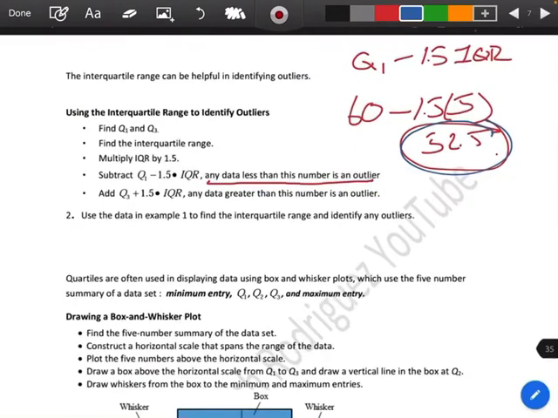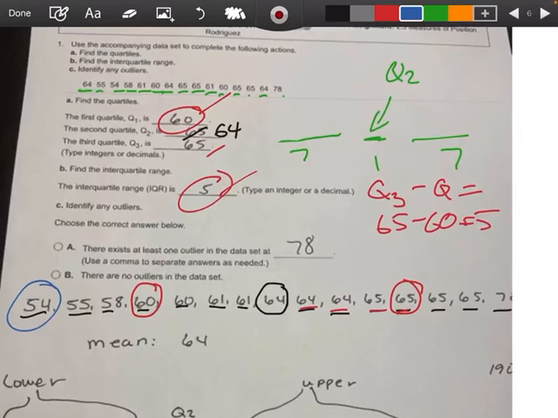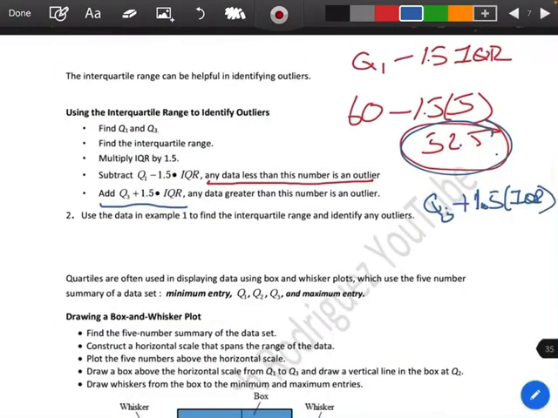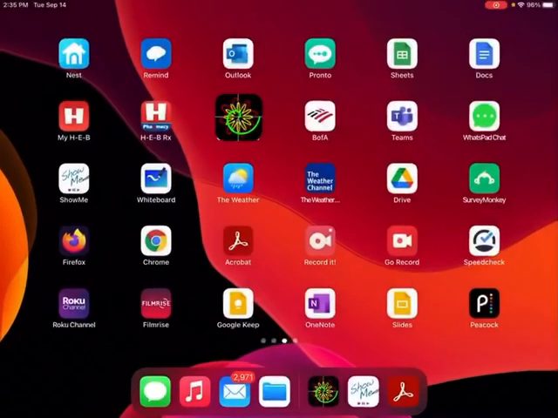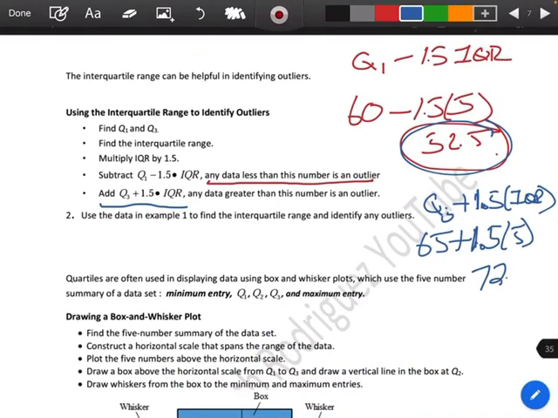Now, there is a second part to find our outliers. We're going to take Q3 plus 1.5 times our IQR. Okay, so Q3, I believe we said was 65, right? So we're going to take 65 plus 1.5 times 5. So let's see what number that's going to give us. I'm going to come back here. We're going to say 65 plus 1.5 times 5 again. Oops, forgot my 5. There we go. And 72 and a half. So here we came up with 72.5.